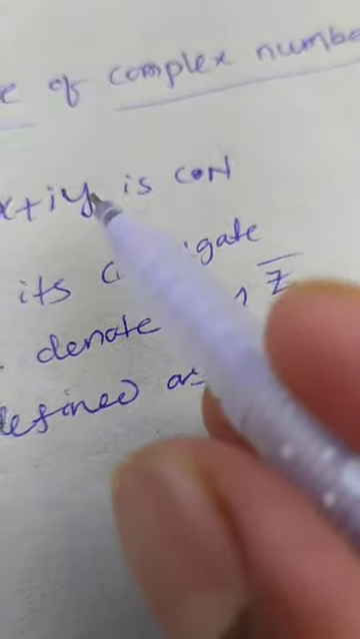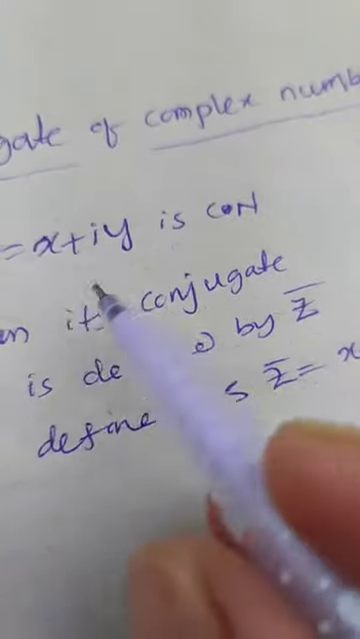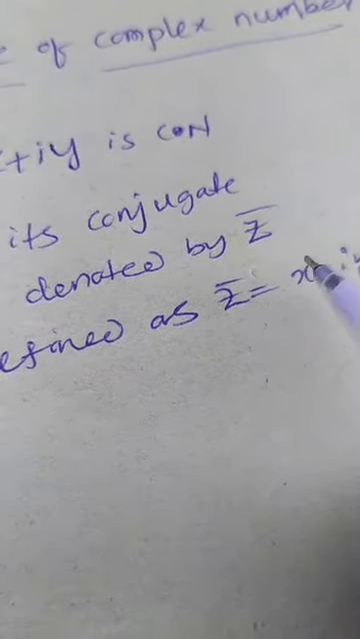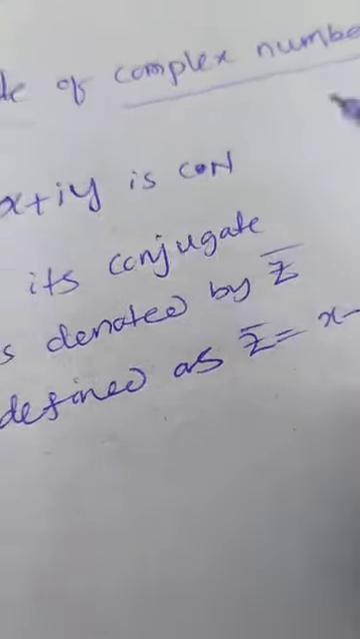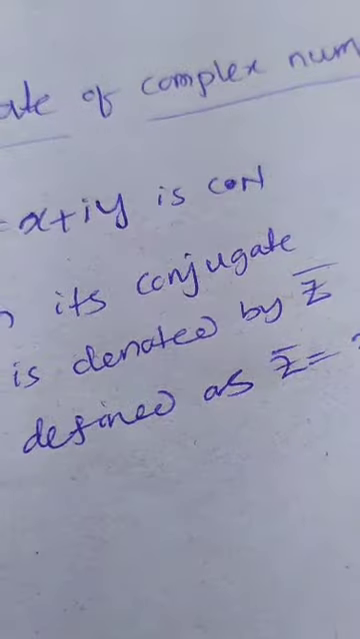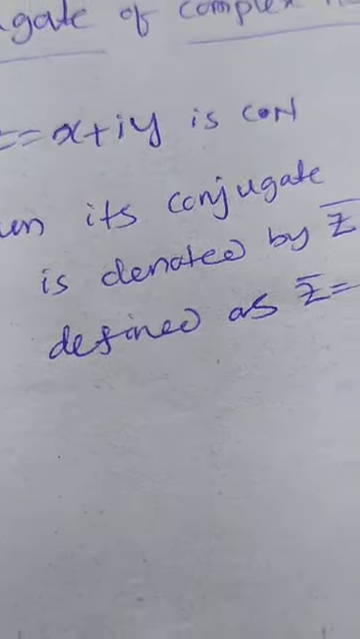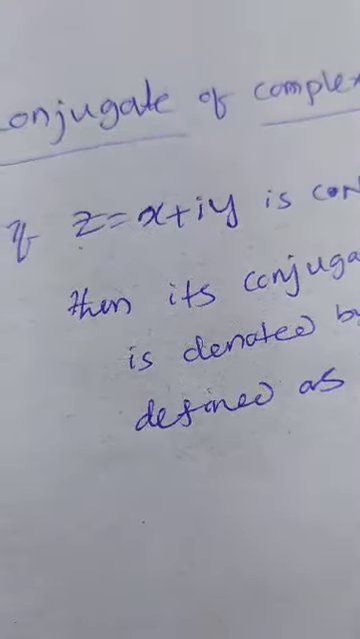So in front of the imaginary part, if you have plus, then replace it by minus. If you have minus, then replace it by plus. Then you will get the conjugate. So conjugate means that before the imaginary part, we have to replace the sign by the opposite. Then it is called the conjugate of a complex number.